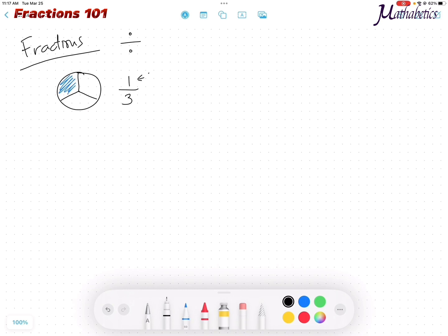We call that the numerator. And we call the bottom the denominator. So what is the numerator? The numerator is basically the selected number of pieces that we want. And the denominator is the total number of pieces. We don't necessarily want the whole thing. In fact, we don't want to have the whole thing.